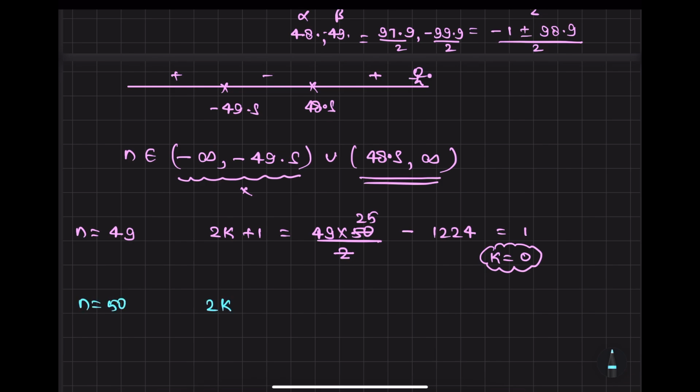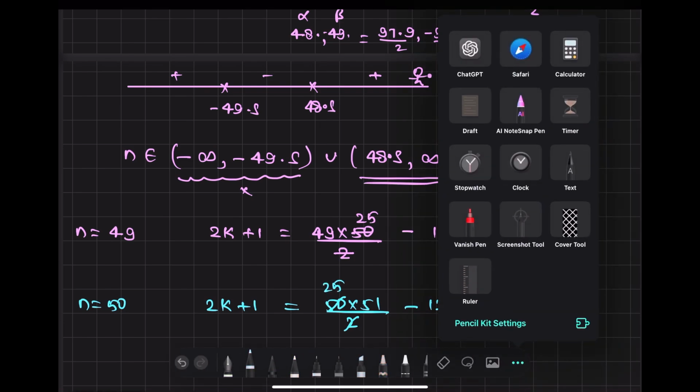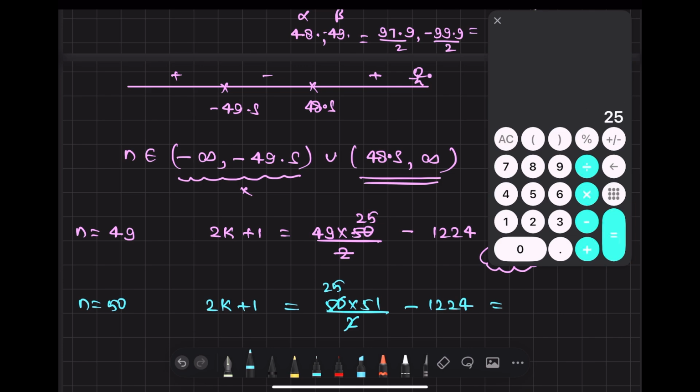So it will become 2k plus 1 is equal to 50 into n into n plus 1 by 2 minus 1224. So look at this. It will become 25. So 25 into 51. 25 into 51 is 1275 minus 1224. So you got 51. Correct? This is 2k plus 1.